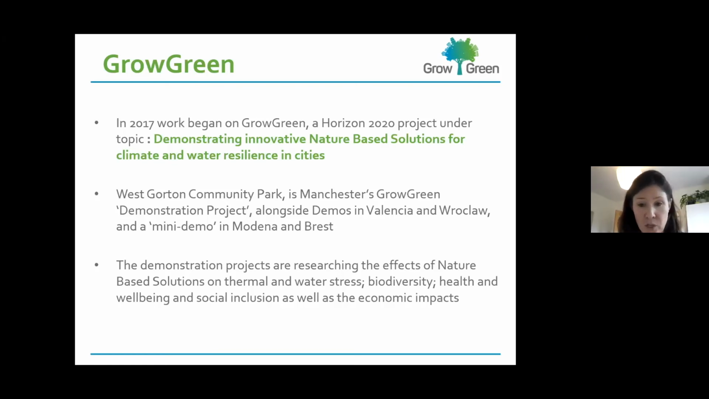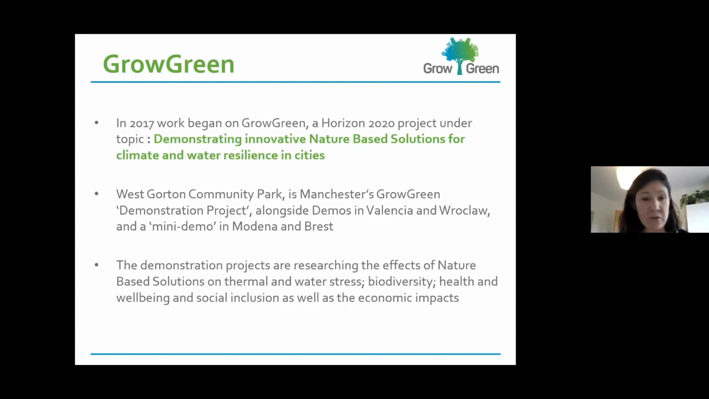So all the demonstration projects, Manchester, Valencia, Wrocław, are researching the effects of nature-based solutions on thermal and water stress. Obviously, there's quite a difference between the climate of Valencia and the climate here in Manchester. They have more of a focus on heat. We have more of a focus on water, and Wrocław, being in Poland, in the middle of the continent, are looking at a sort of hybrid approach, climate, heat and water. But we're also all looking into the health and well-being effects of our new green infrastructure and social inclusion, as well as seeing what we can monitor in terms of the economic impact of our projects.